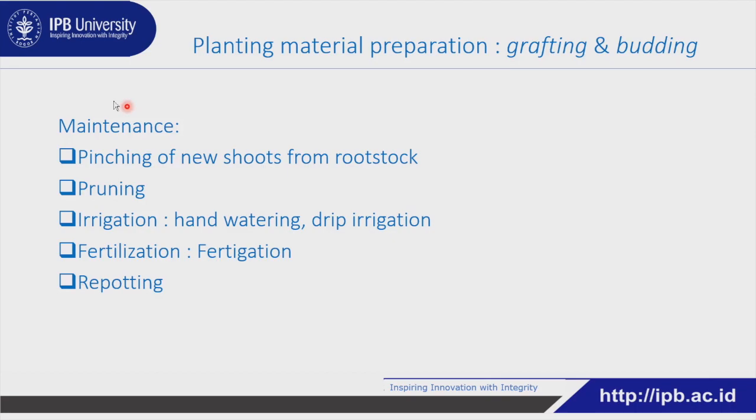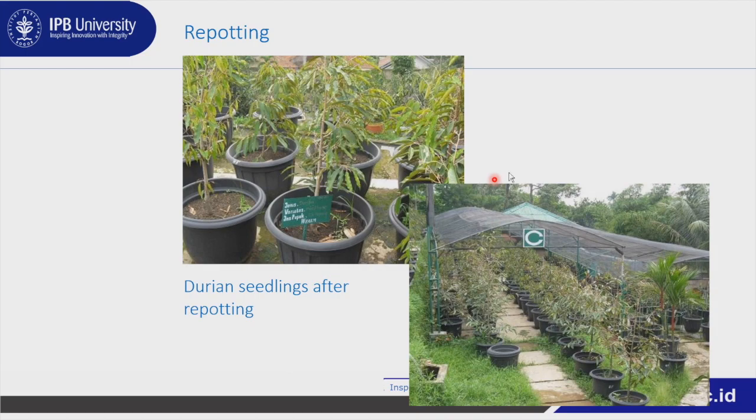And for the maintenance of the plant from grafting and budding, you should do the pinching of the new shoots from the rootstock, yeah? And you do the pruning, and irrigation should also be done, fertilizer, or you can use fertigation, and also repotting if the plant becomes bigger. Yeah, so in the nursery industry, sometimes when the plant is bigger, you can get benefit from that, yeah.